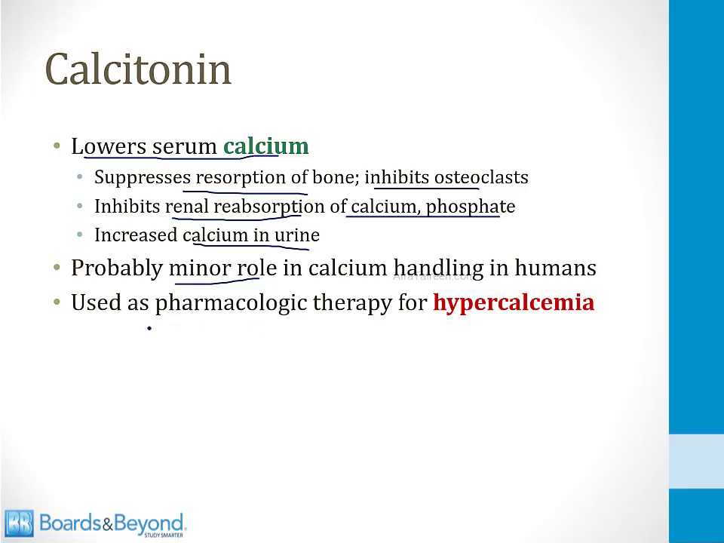However, it is important as a pharmacologic therapy in symptomatic hypercalcemia. Patients who develop very high calcium levels, usually from malignancy, can become symptomatic. One of the therapies you can use to bring down their calcium level is to administer calcitonin as drug therapy. And that concludes our video on the thyroid gland.